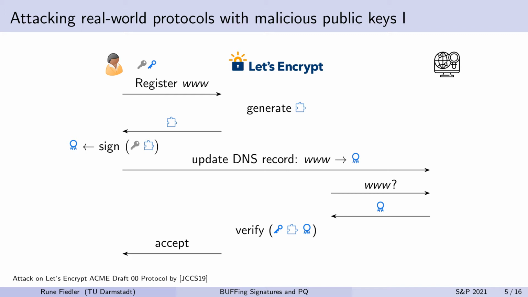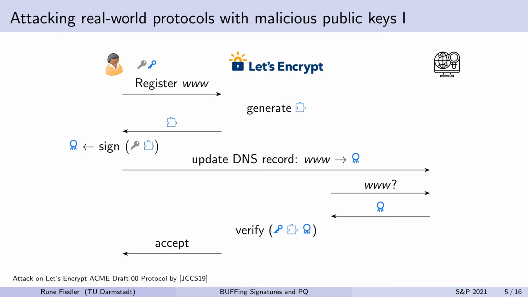It begins with the owner of the website who has a key pair and tells Let's Encrypt that he would like to register his website. Let's Encrypt will generate a challenge token and send it back to the owner. The owner will then use his secret key to generate a signature on the challenge token. And then the owner will update the DNS record for his website, such that if you query this website, you will get the signature as a return value.